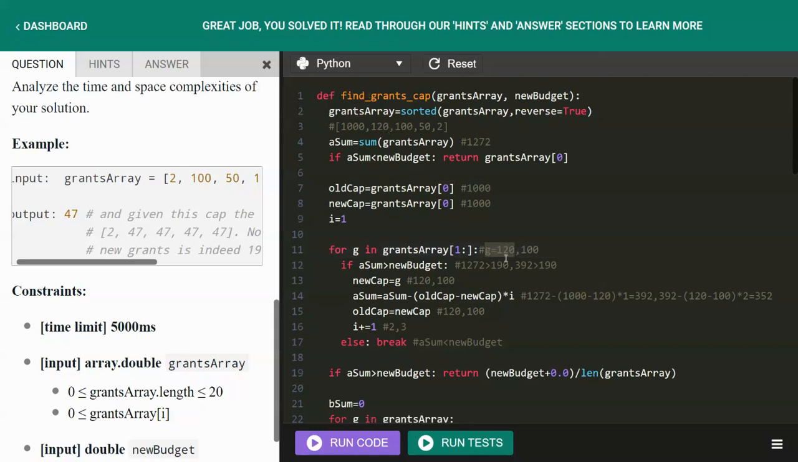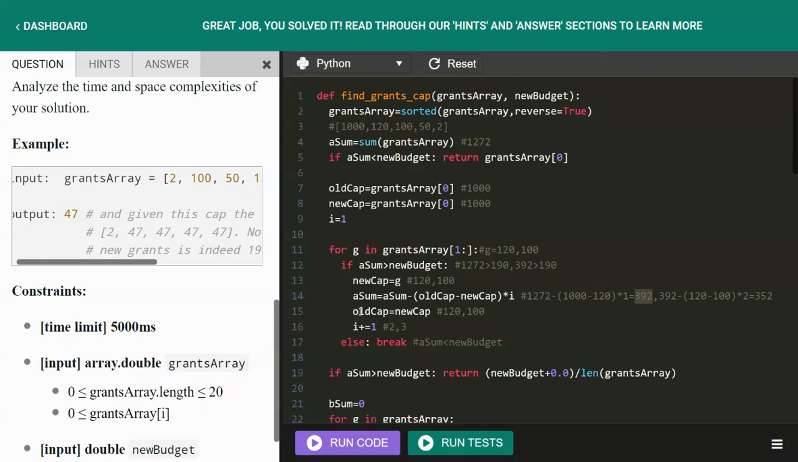So currently the grant G will be 120, right? If the running sum is greater than the budget, and this is the condition where we have to keep trying, the new cap is equal to G, and now G is 120. So basically the first condition is 172, that's greater than the new budget. And then we do the following. New cap equals G, which is 120. Running sum is equal to the prior running sum minus the difference times the number of grants to be impacted.